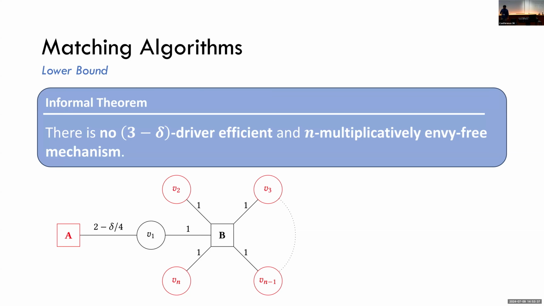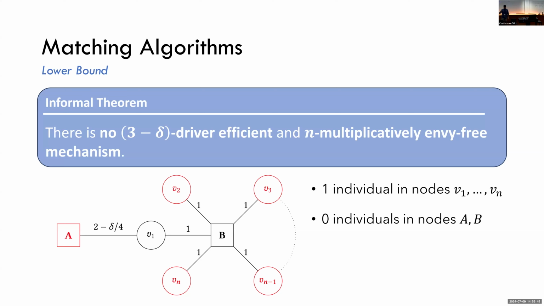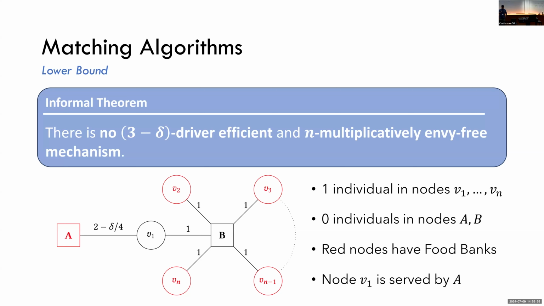Consider the following graph, where in nodes V1 through Vn, there is one food insecure individual that resides. And in nodes A and B, we have 0. In the red nodes, we're going to have food banks, and in the black ones, we don't. If you look at the distances, the important thing is that the food insecure individual that resides in node V1 is going to be served by the food bank in node A.